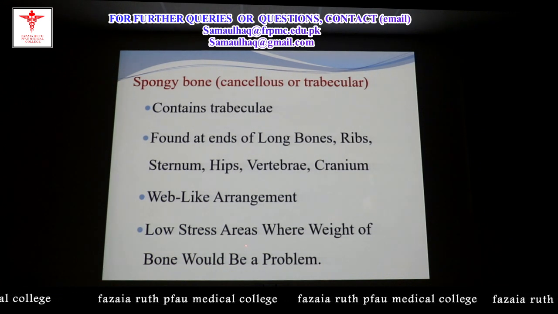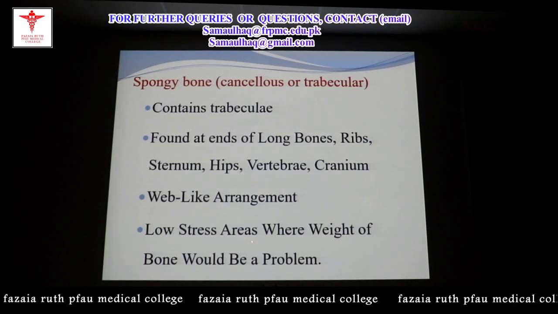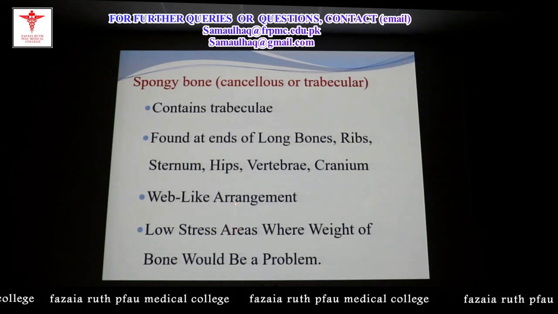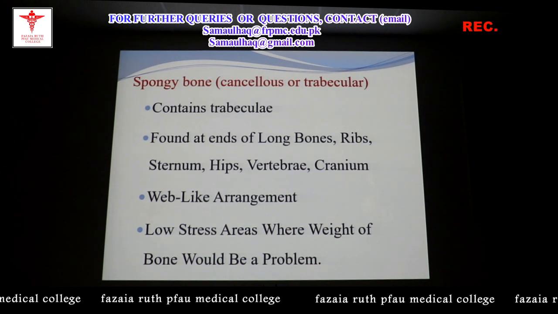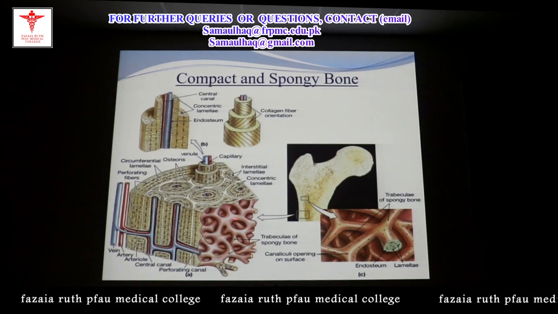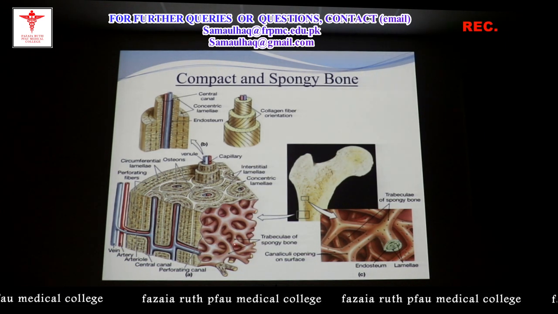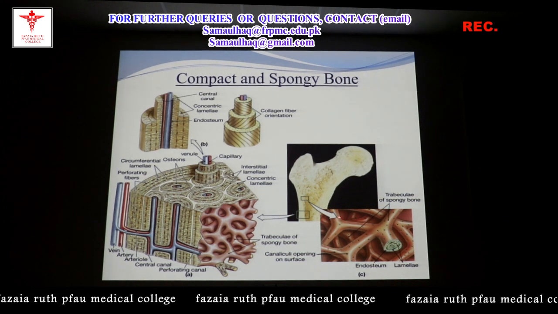So Allah subhanahu wa ta'ala has given our spongy bone as a characteristic that is lying in the skull bone and in the other ends of the long bones to make the weight of the bone lighter also. So here we can see this is the trabecular bone, which is spongy bone. This is the compact bone, and if we go inside the compact bone, what we can see, the trabeculae.